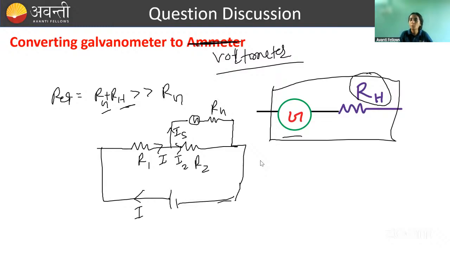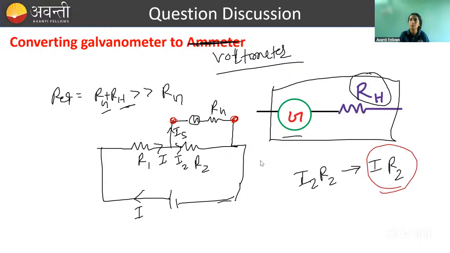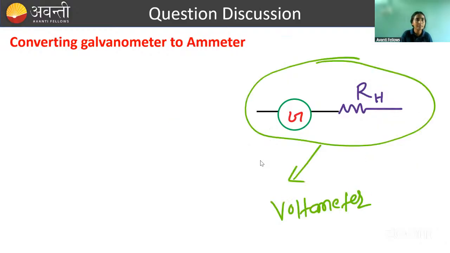Theek hai, so almost I current will go through R2, and in that case we will say that potential difference across R2, that is I2 R2, is almost tending to be IR2, and hence the potential that this voltmeter is measuring is equal to I2 R2, so that is equal to IR. Done it? So how we construct a voltmeter? By connecting a very high resistance value with the galvanometer.